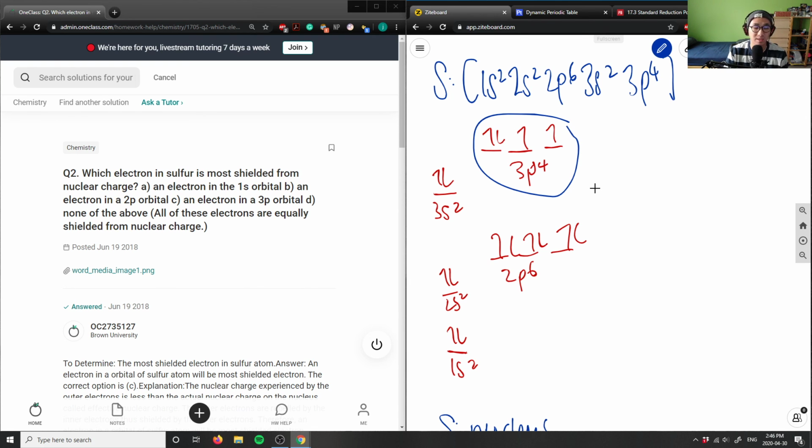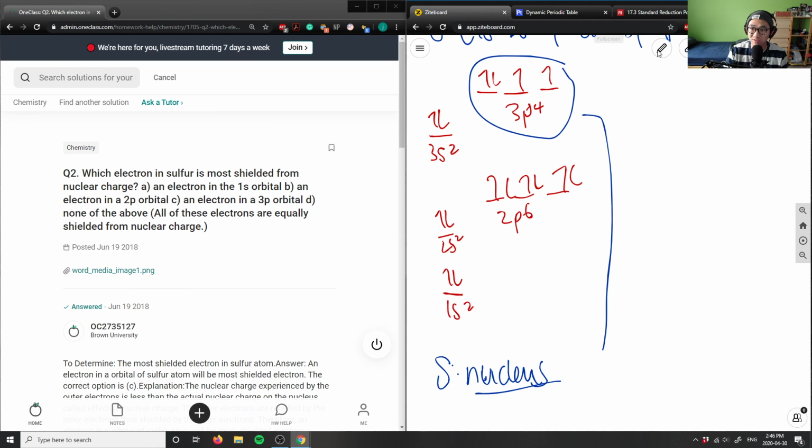They're most shielded because they experience the most shielding effect. The electrons here are very, very far away from my nucleus in terms of distance. So it's most shielded from nuclear charge here. The interactions between the nucleus and the 3p4 electrons are very minimal because of the inner electrons, which are already bonded more tightly towards the nucleus. You can think of these as our valence electrons. They are the most shielded electrons because they are the outer parts of the atom.